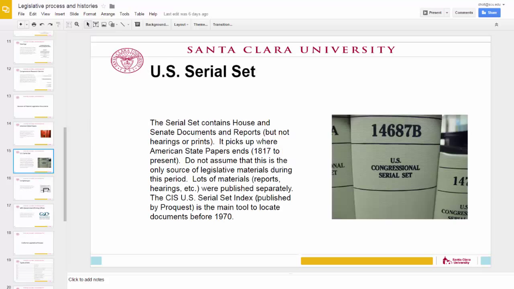The U.S. serial set picks up where the American State Papers collection leaves off, although there is some overlap. It starts in 1817 and goes to present. The big value of the U.S. serial set is the CIS U.S. serial set index, which is now owned by ProQuest, and it is the indexing schema for federal legislative materials. It's the main tool that you would use to locate legislative documents prior to 1970.